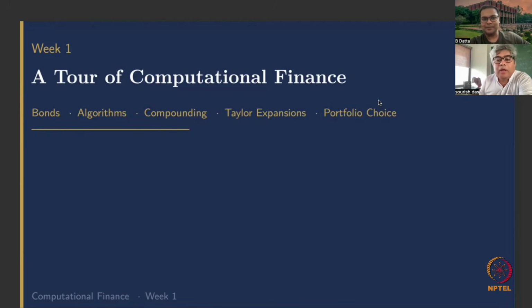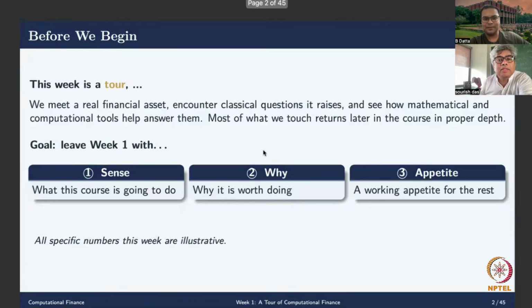How do we go ahead with this? Let us go to this slide, which will give us an idea of what we really want to do in this week. So, what do you think? What is our plan for this week?